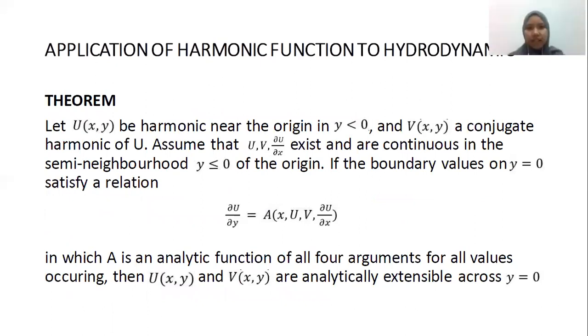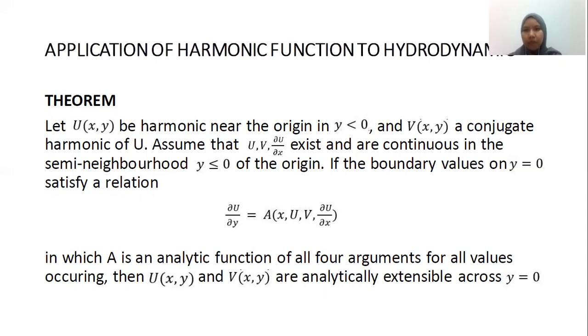So next, we move on to the application of harmonic function to hydrodynamics. As you can see, I took one of the theorems from the paper in the reference, where let function u be harmonic near the origin in y less than 0, and function v a conjugate harmonic of u. Assume that u, v, and partial u with respect to x exist and are continuous in the semi-neighborhood y less than or equal to 0 of the origin.